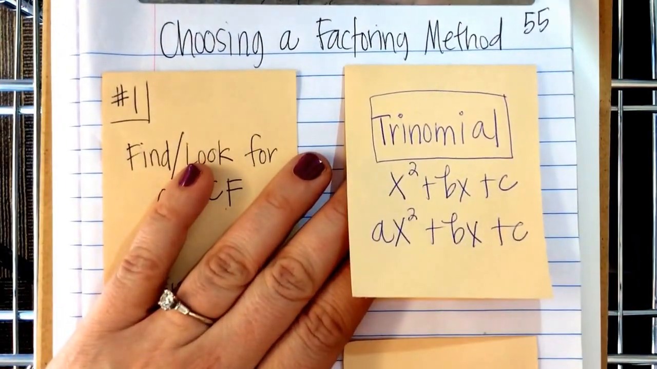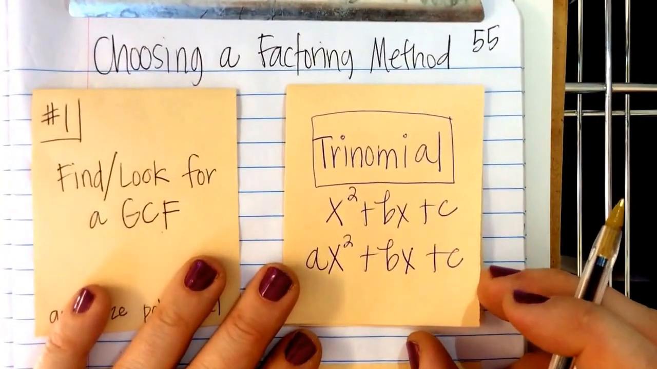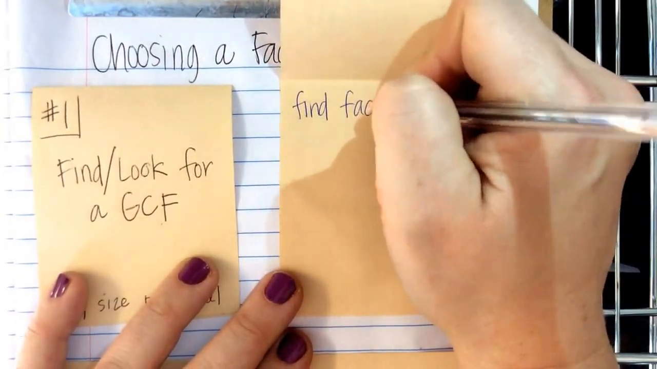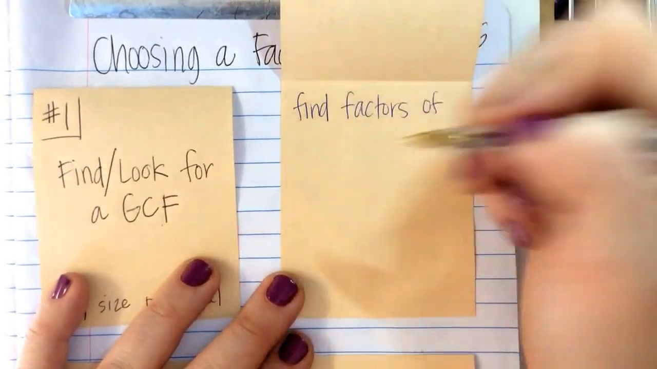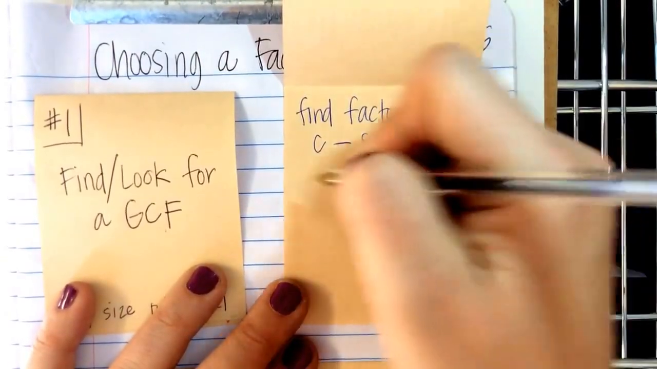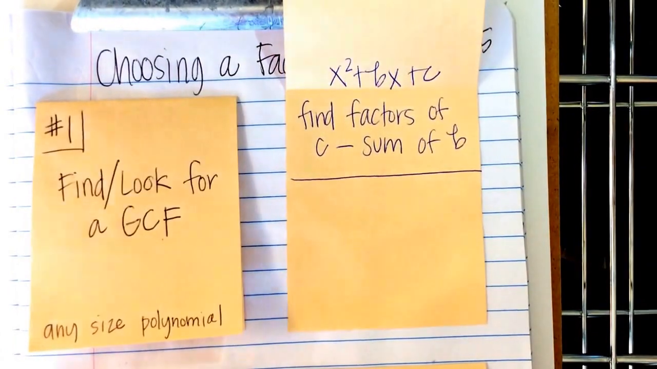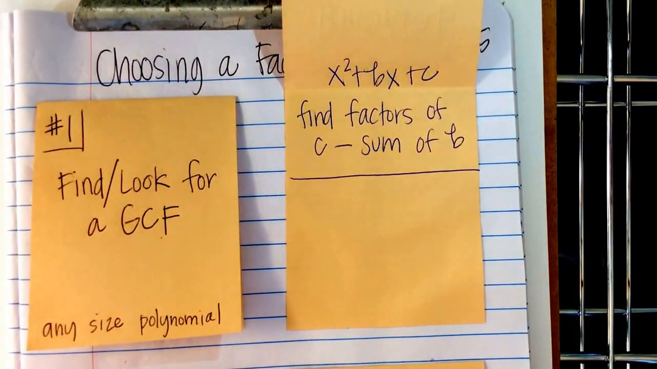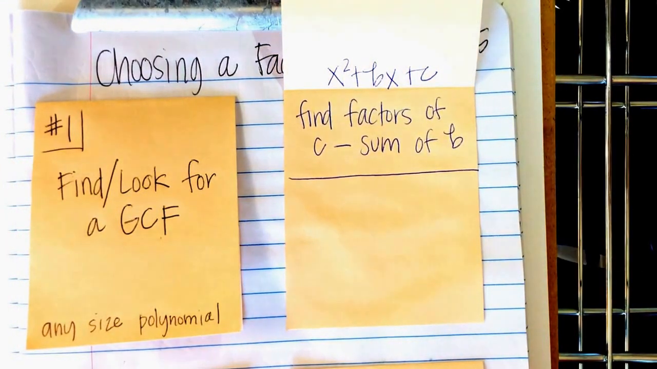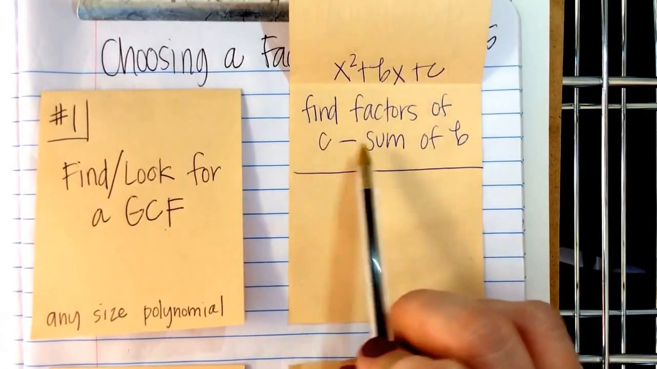What's the way to factor one of these problems, trinomials? Divide the factors and see that will add up to bx. Okay, so you're finding factors of C that have a sum of B. That's for x squared plus bx plus c. If there's no leading coefficient, if it just starts with x squared, you're finding factors of c that have a sum of b.